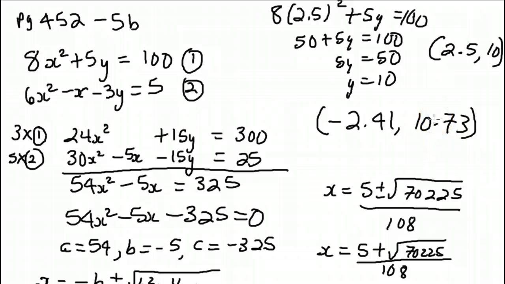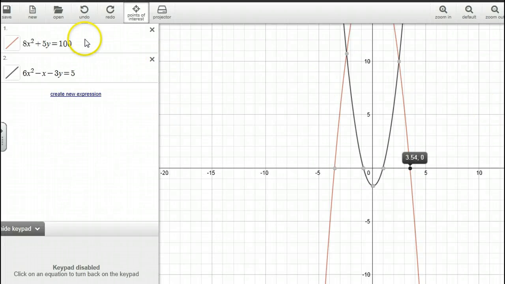Now, we've had to solve this algebraically, but we can verify it graphically. I'm just going to go off to Desmos and graph these two, and we'll take a look at the points of intersection. Okay, here we are in Desmos. I've graphed the two. You could do this on your graphing calculator. You'd have to rearrange this, y equals 100 minus 8x squared all over 5, and rearrange the other to get y equals. I don't have to do that here. And there's negative 2.41 and 10.73, rounded to the hundredth, and 2.5 and 10. So those are the two points of intersection of our graphs.